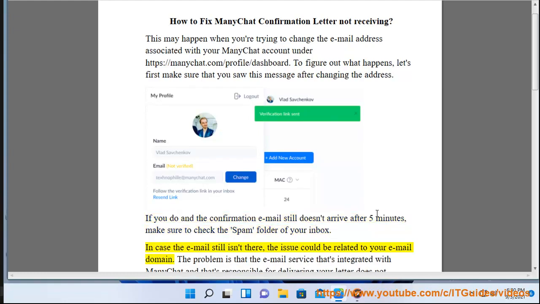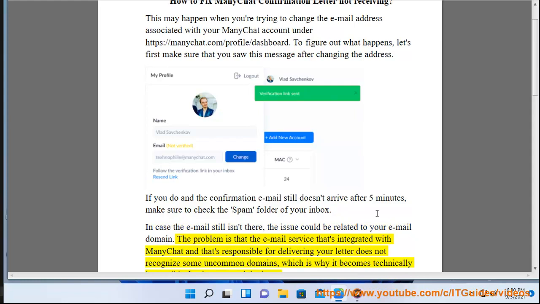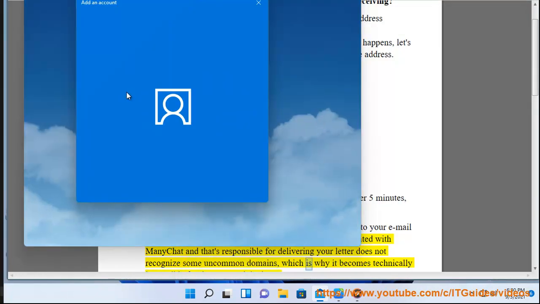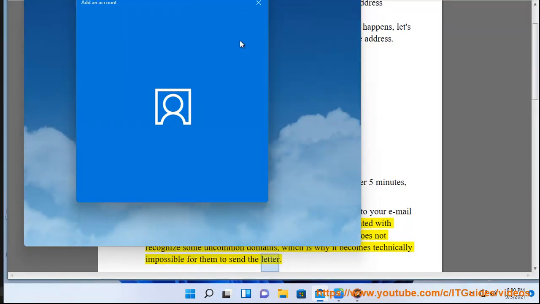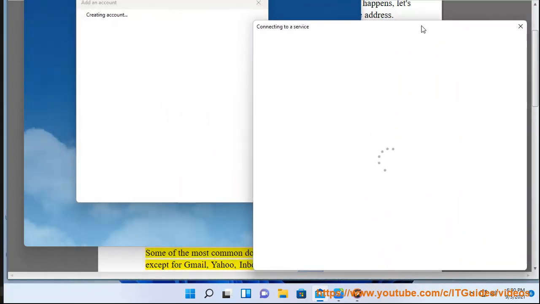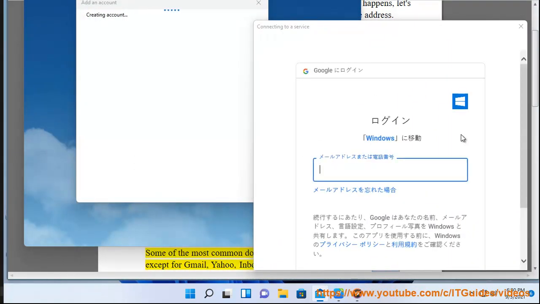of your inbox. In case the email still isn't there, the issue could be related to your email domain. The problem is that the email service that's integrated with ManyChat and that's responsible for delivering your letter does not recognize some uncommon domains, which is why it becomes technically impossible for them to send a letter. Some of the most common are Yahoo, Inbox, Outlook, iCloud, Mail, AOL, Yandex.